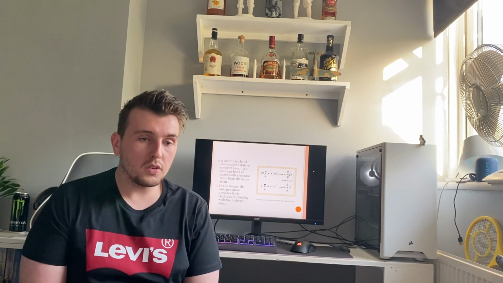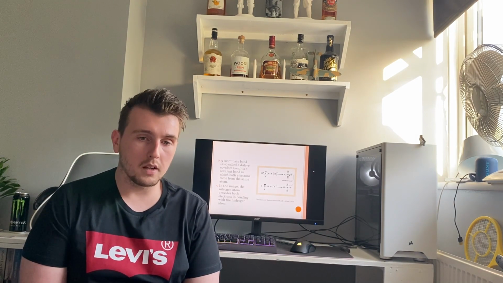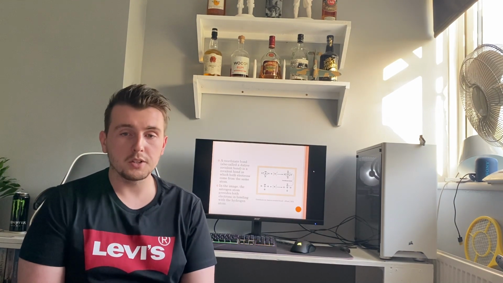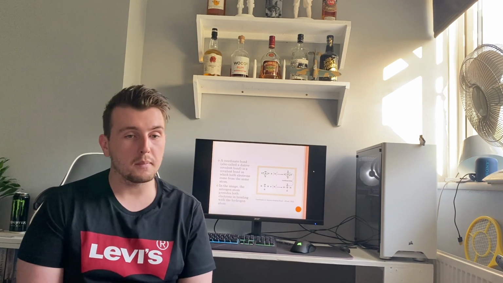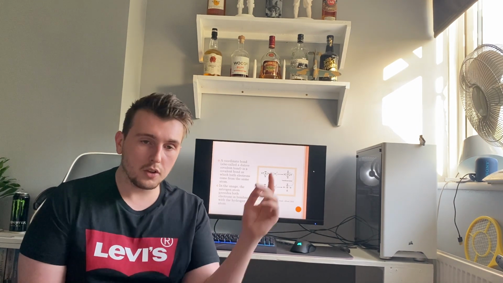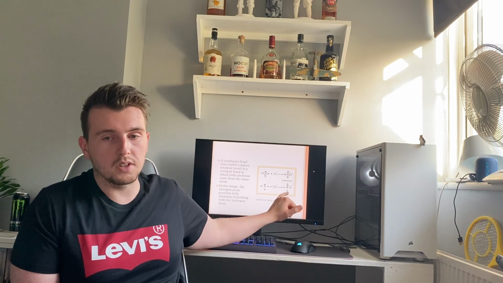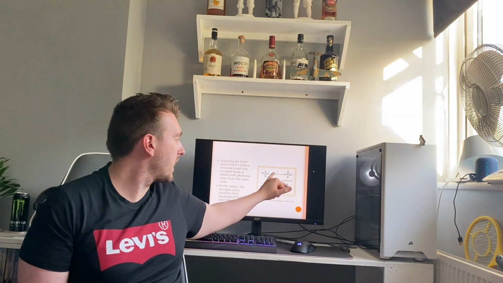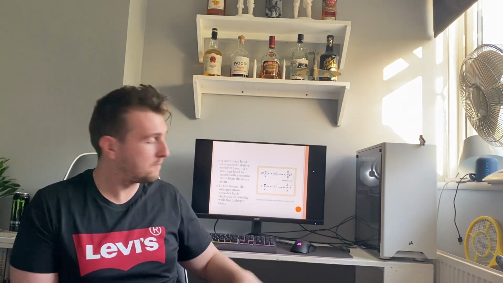A coordinate bond, also known as a dative covalent bond, is a covalent bond in which both electrons come from the same atom. In the image, the nitrogen atom provides both electrons in bonding with the hydrogen atom, as you can see there.